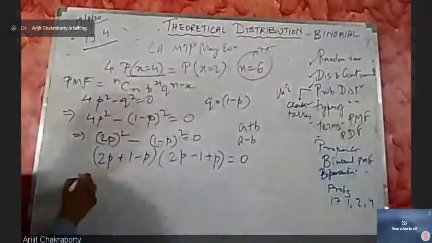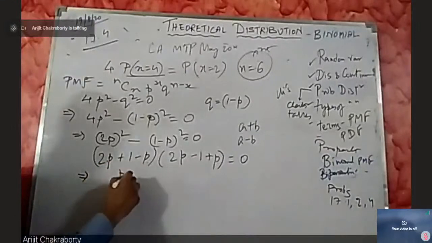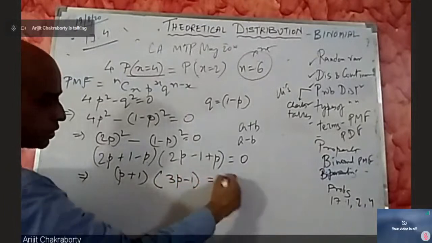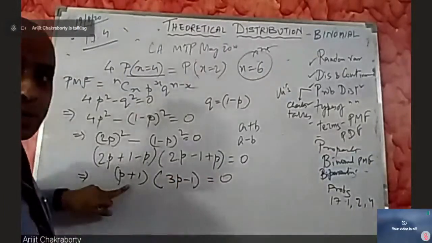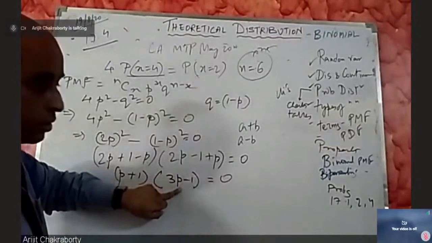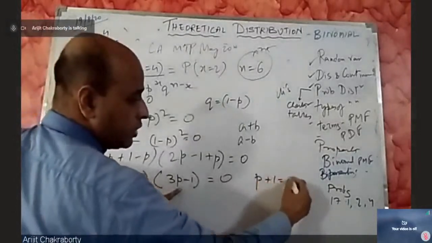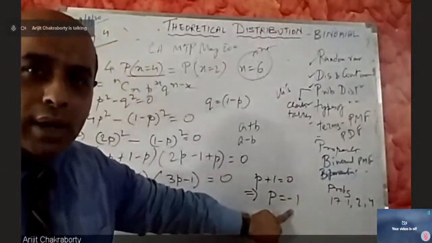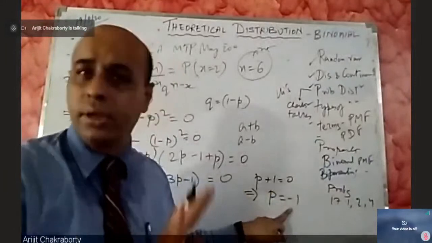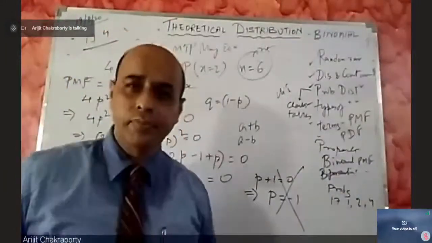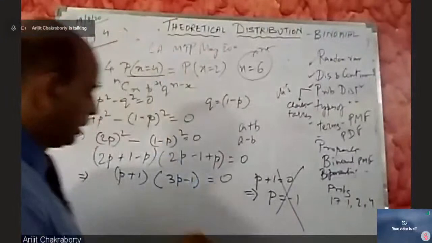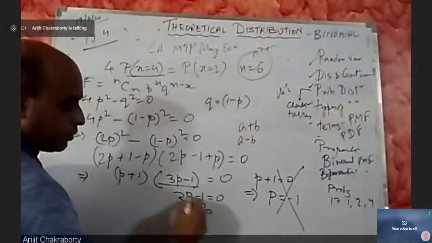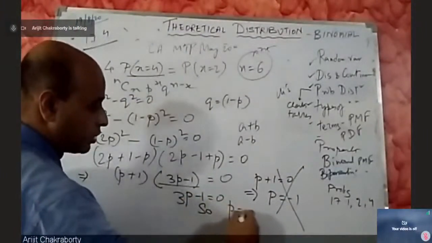So the first one, 2p minus p is p, so p plus 1, into 2p plus p is 3p, minus 1 equal to 0. Which means p plus 1 equal to 0 or 3p minus 1 equal to 0. P plus 1 equal to 0 means p is minus 1. Will you accept p equal to minus 1? Can probability be negative? No. So this is wrong. Therefore, the next alternative is 3p minus 1 equal to 0, which means p equal to 1 by 3.